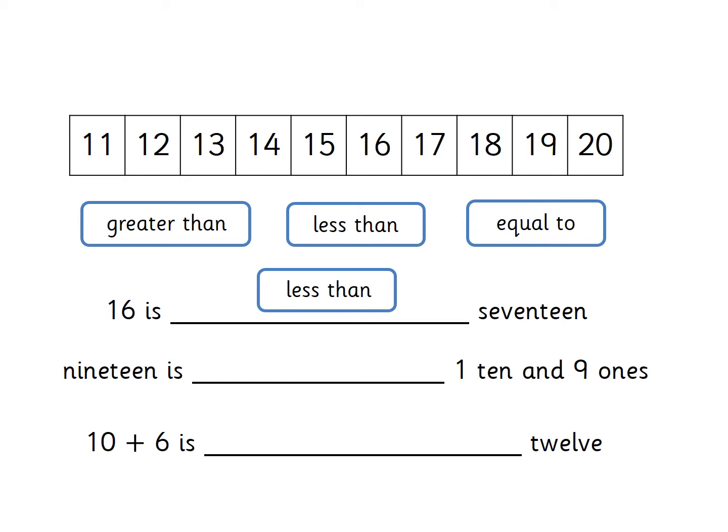Super! 1 ten and 9 ones is 19. So 19 is equal to 1 ten and 9 ones. It's just another way of saying it. Right, this bottom one then, we've got 10 add 6. What is 10 add 6? What is 1 ten add 6 ones?